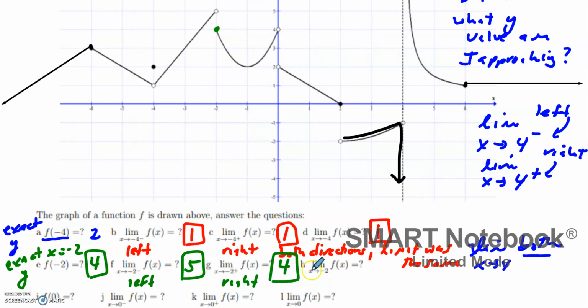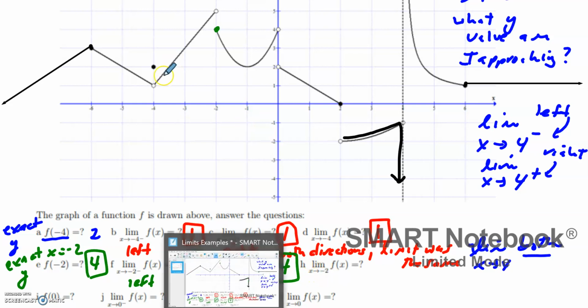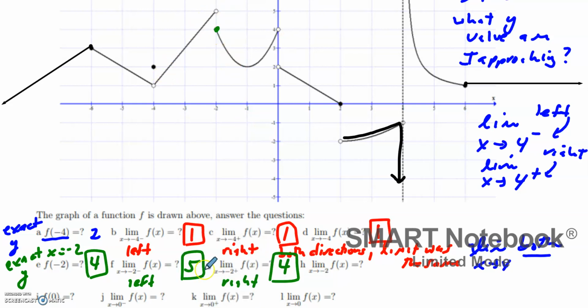So part H is interesting, because if you're asking for the limit at exactly negative 2, the limit from the left and the right are not the same. From the left was 5 and from the right was 4. So that means that the limit at exactly that point does not exist because the left and right were not the same.